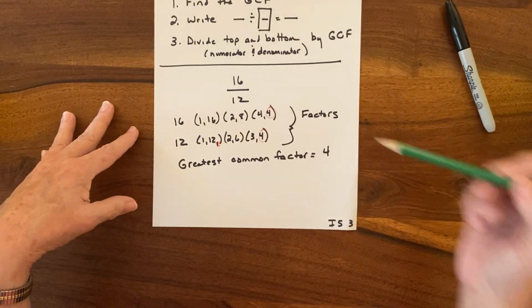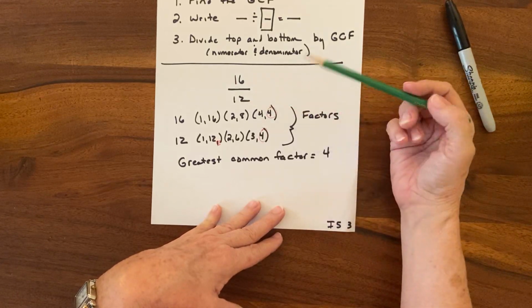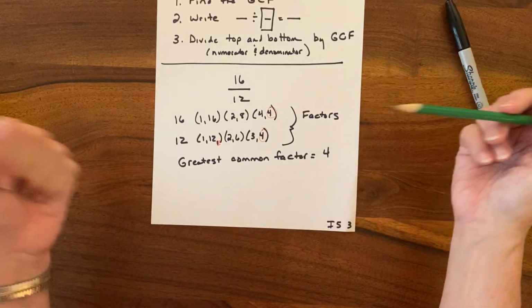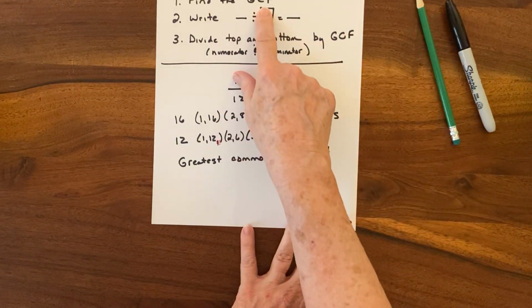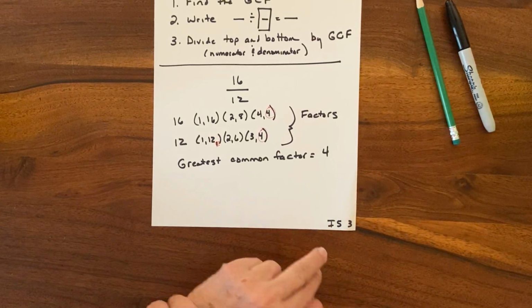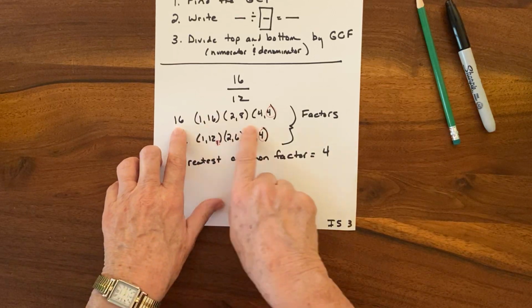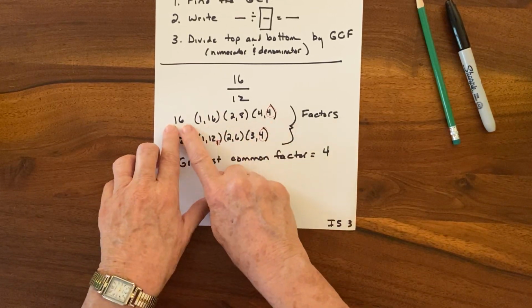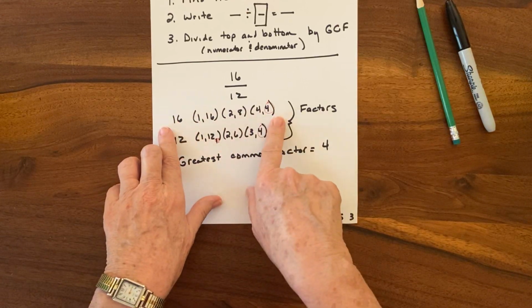So thinking about this, here's my ratio of boys to girls, and I want to reduce it to lowest terms. So the first thing is finding the GCF. So I have to write all the factors. Remember, factors are two numbers that I can multiply together to get a product. So these are the factors of 16. 1 and 16, 2 and 8, 4 and 4.